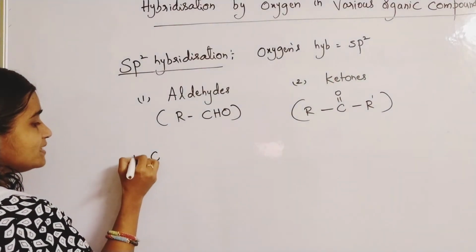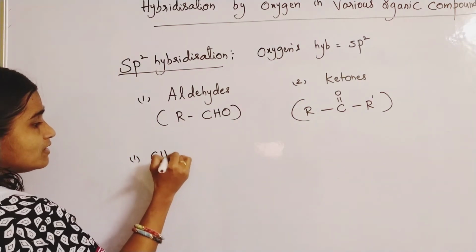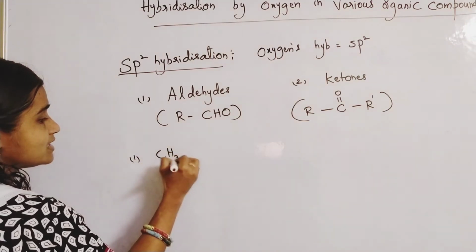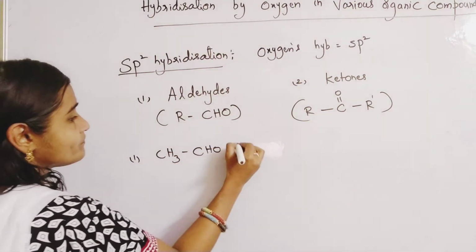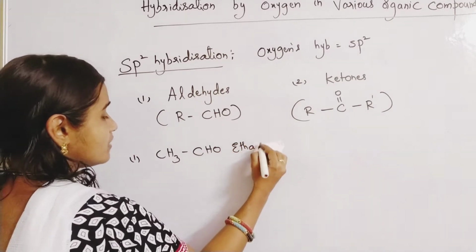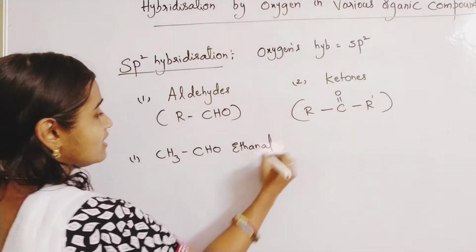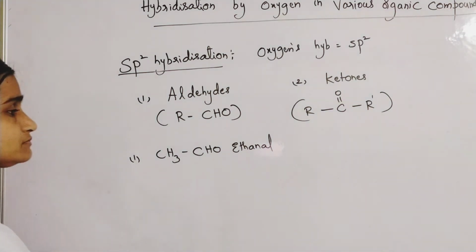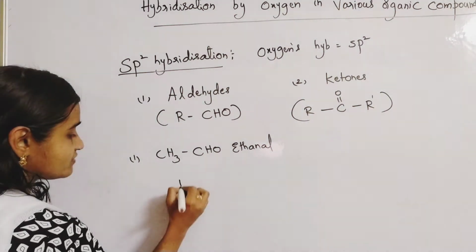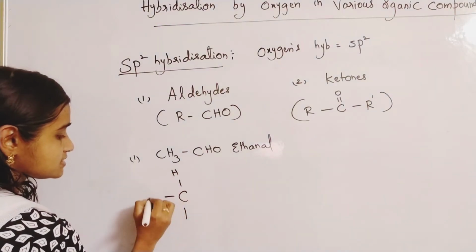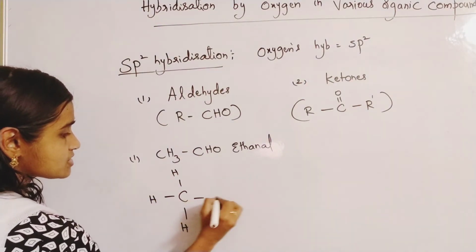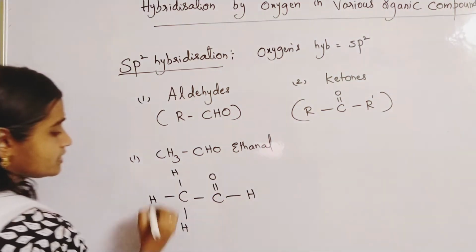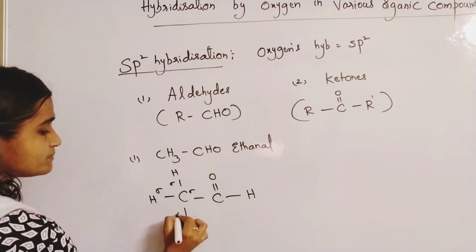Let us see. So first example, CH3CHO, which is ethanal, or acetaldehyde. The IUPAC name of this compound is ethanal. Okay, so how will the structure be? If you spread the hydrogens and write, the structure looks like this. Okay, C double bond O H. So the first carbon is undergoing 4 sigma bonds.